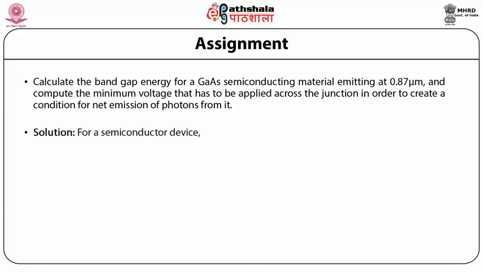For a semiconductor device, we can write Eg = hν = 6.6 × 10^-34 joule second. This is the value for h, and ν = c/λ. c is the velocity of light, written as 3 × 10^8 meter per second, and λ we have been given as 0.87 micrometer. So writing 0.87 × 10^-6 meter, the value comes out to be 2.28 × 10^-20 joule.